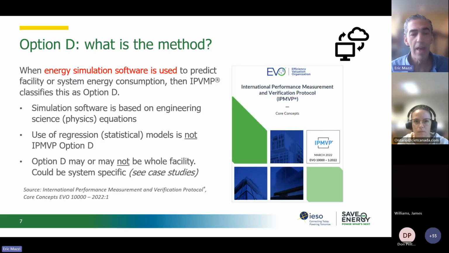And it's also important, this differs a little with what's in the IPMVP, and frankly, I hope to see that little nuance corrected at the next update of the core concepts. But option D is not necessarily whole facility. It can definitely be system specific, which is exactly what we're showing in these case studies. We're using option D, and it's not the whole facility meter. For a building, it probably would be likely a whole building. For industrial applications, definitely not necessarily at all.